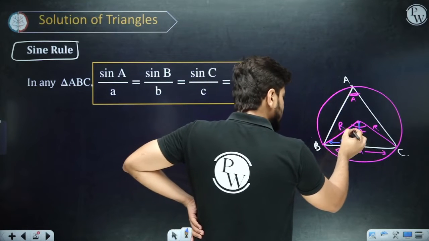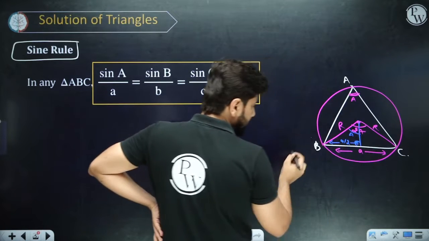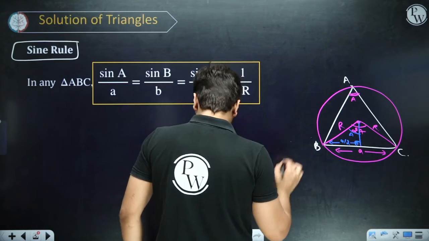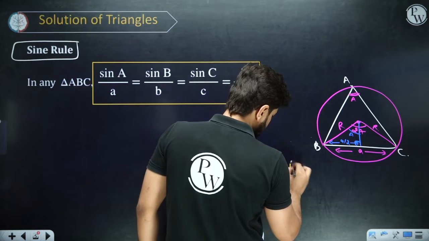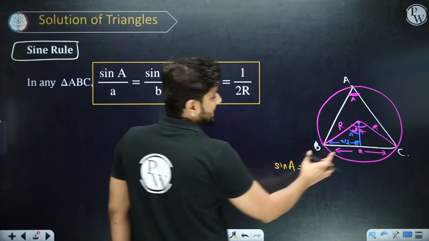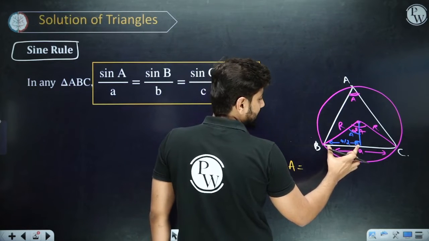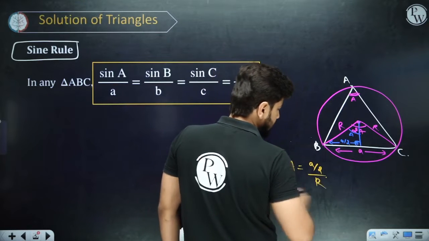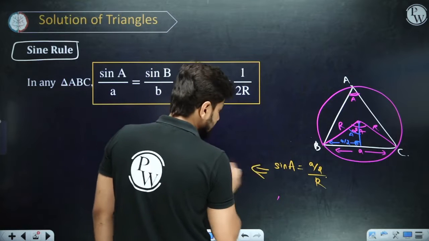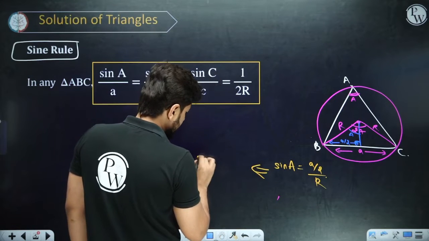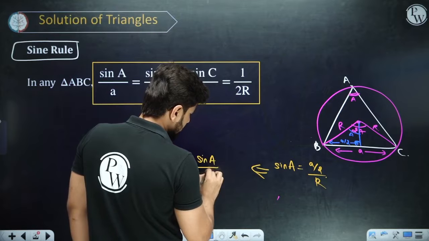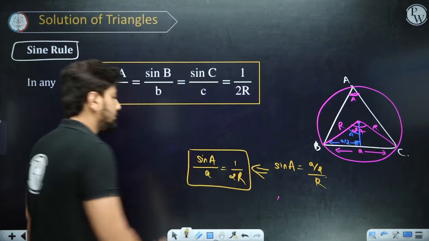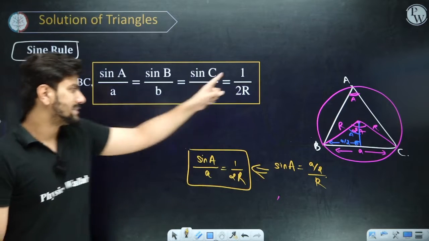Now in this triangle, this will be angle A. So in this triangle, if you look for sine of A, it is equal to what? Sine of A is equal to the side opposite to that angle, which is a by 2, upon the hypotenuse. Hypotenuse is capital R. So from here we can see that sine A upon a is equal to 1 upon 2R.